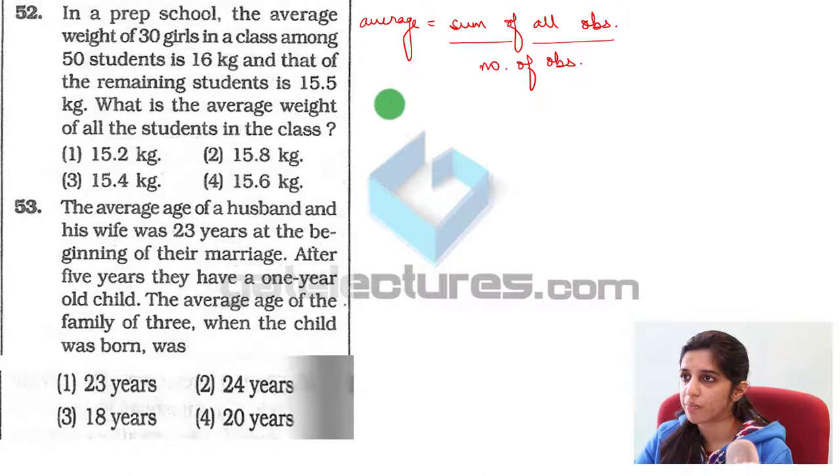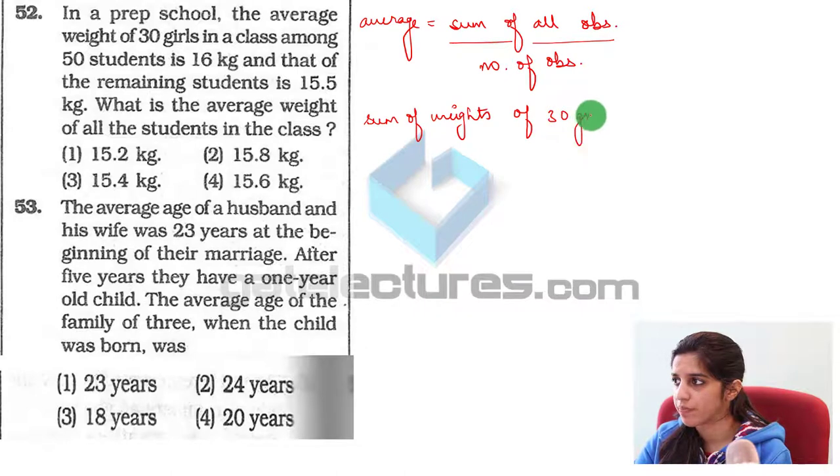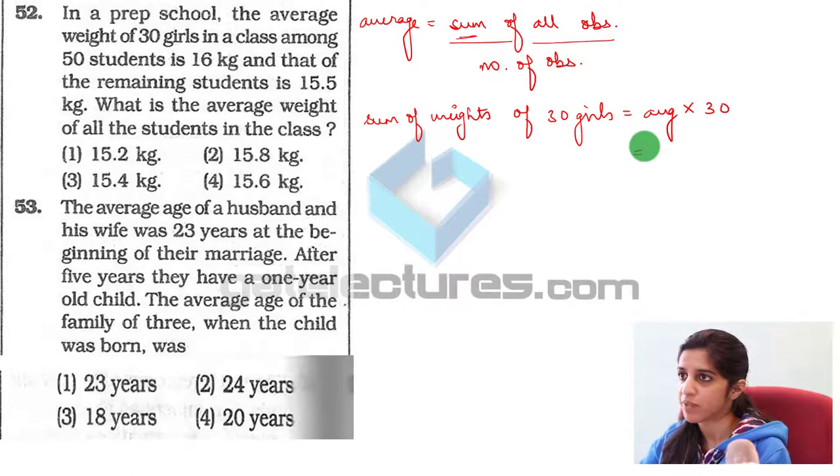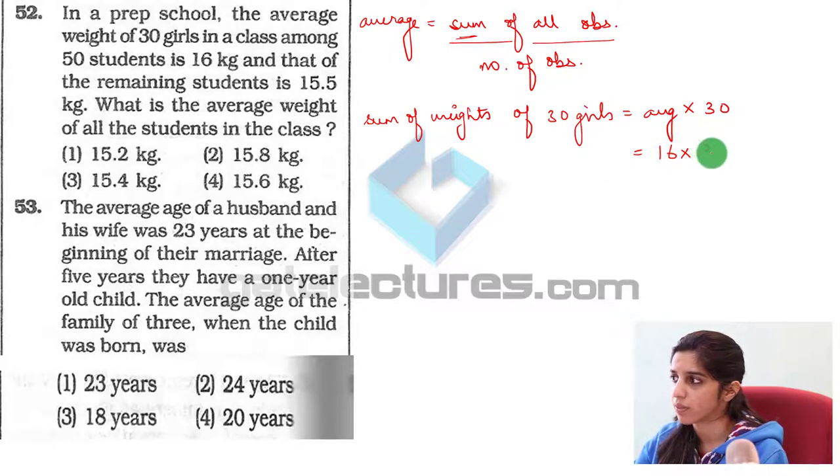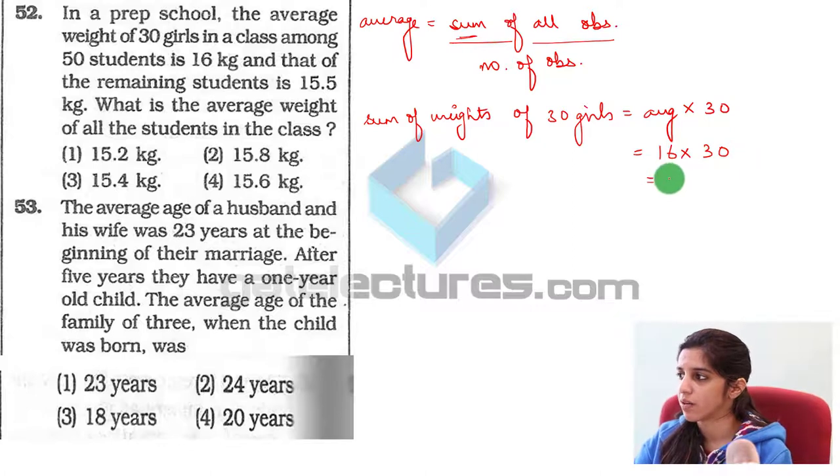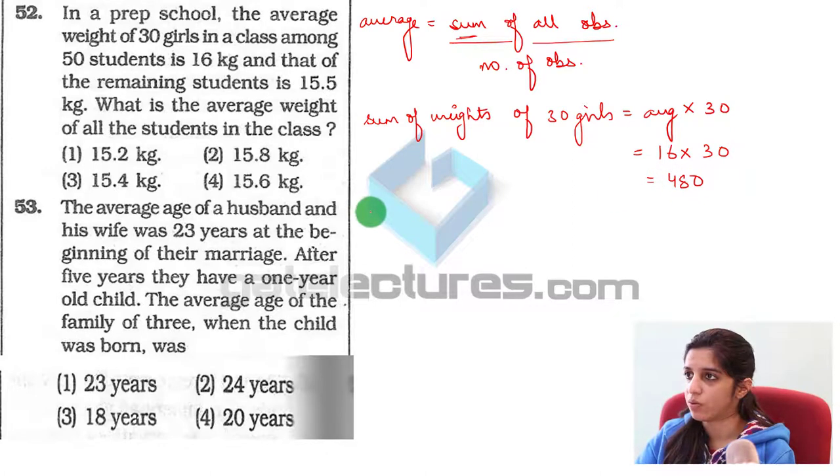Okay, so in a prep school, average weight of 30 girls. So sum of this weight of 30 girls is going to be, so we can find the sum by multiplying average with the number of girls. So this is going to be sum of weight is going to be 16 into 30, which is 480. Now there are 20 students remaining, right?